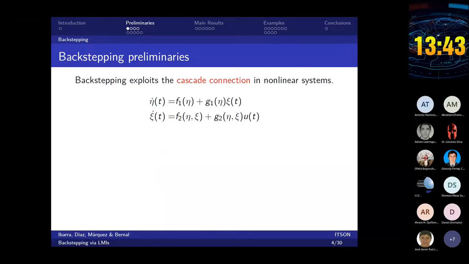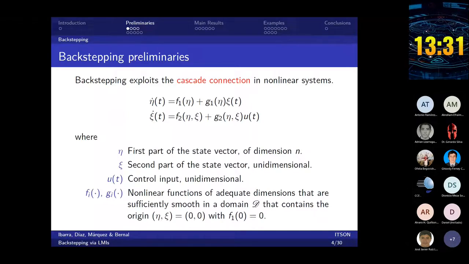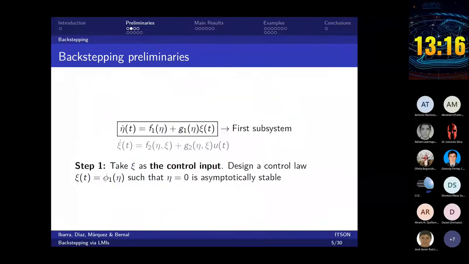Some preliminaries about the backstepping technique. This technique exploits the cascade connection in nonlinear systems, as the one shown below. Note that eta is a multivariable vector, while xi and u are unidimensional, scalars. The functions f and g are nonlinear functions of adequate dimensions that are sufficiently smooth in a domain that contains the origin. We take this as the first subsystem, and we take xi as the virtual control input. We will design a control law such that this first subsystem is asymptotically stable.